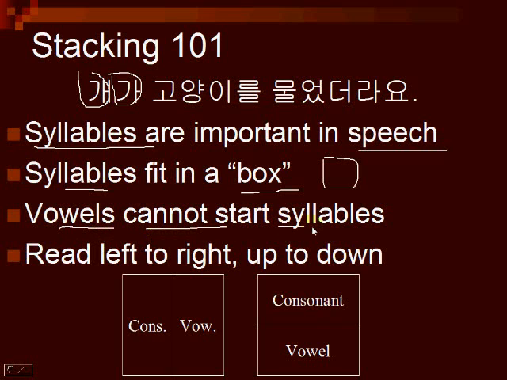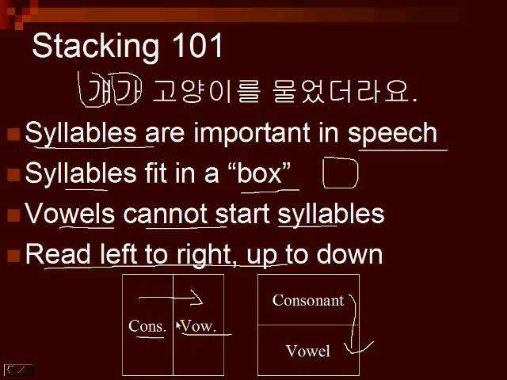Vowels cannot start syllables. So now we're talking about how to make the box. Vowels cannot start syllables. Read left to right and up to down. So they're read like this, or they're read like this. You'll get very fast at reading. You probably memorize syllables faster. Because these are actually made of letters, it's very easy to read. But as you practice and practice, you're going to recognize syllables in a second, and you're just going to say them out loud really quickly without even having to think. It's great.